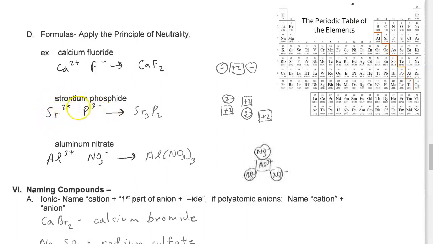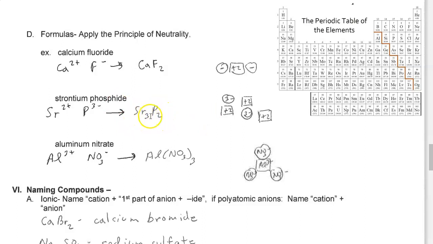If I have 3 strontiums, what's my charge? Well, that's +6. 2 phosphides gives me a total charge of what? -6. So +6 and -6 equals 0. So therefore, the formula for strontium phosphide is Sr3P2. Notice everything adds up to 0. Charges are still there, you just don't show them in the formula.